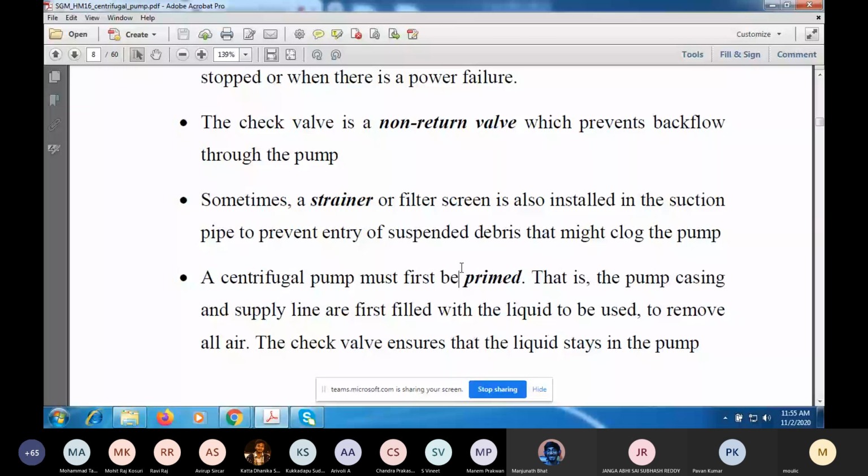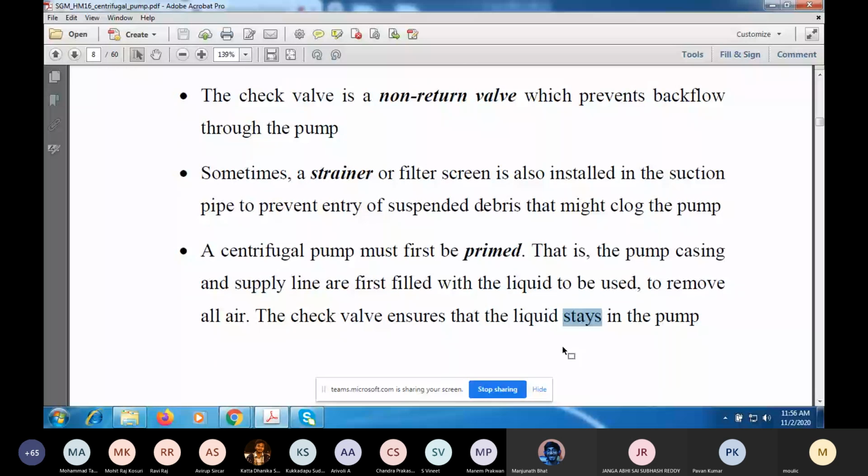The pump must first be primed, which means it's a process in which the pump casing and the supply line are filled with the liquid to be used. So you have to remove all the air inside and make sure that in the suction pipe, the pump and the discharge pipe, there is no air, but it is completely full of liquid. And once it is primed, if you keep on using it every day, the liquid will not go out and it will not be filled with air again. That is ensured by this check valve or foot valve, which ensures that the liquid will stay in the pump.